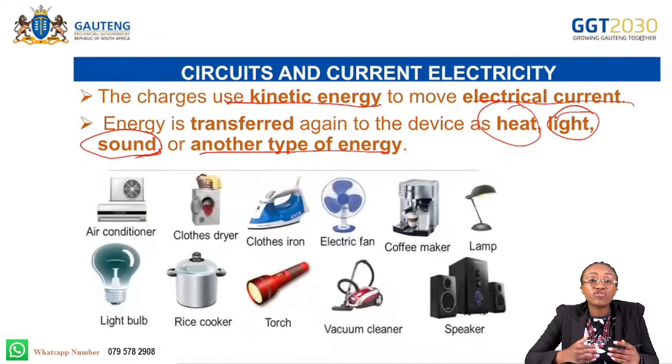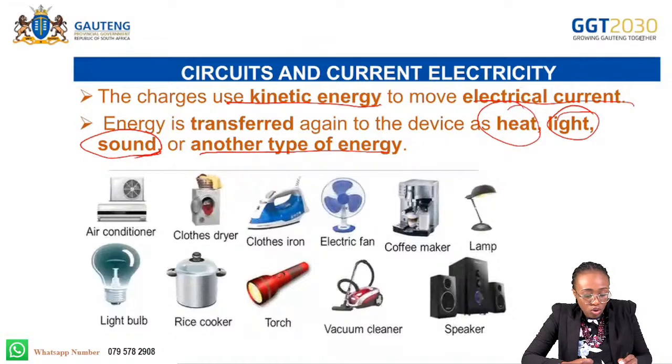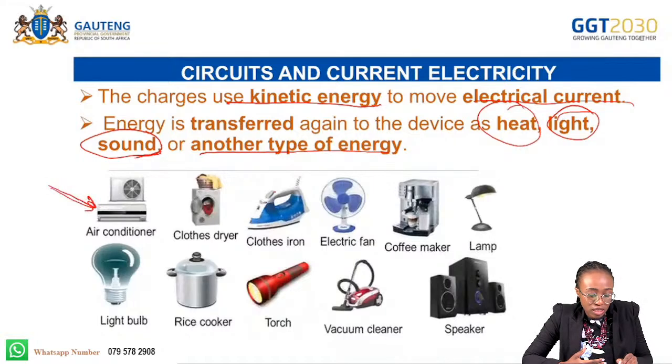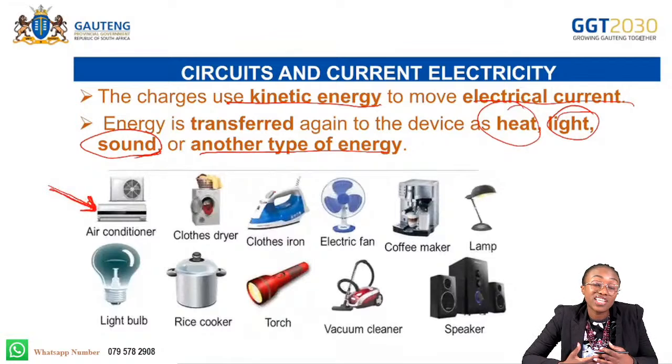So here are different appliances that use electricity for them to function. We've got our air conditioner. It transfers its electrical energy depending on the season. If it's a cold season like it is, we use our air conditioners to blow warm air to keep us warm, to keep our rooms warm.